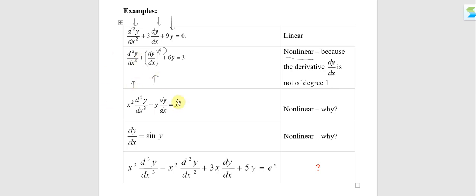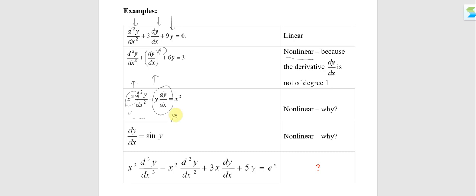The next equation, you have x square d square y over dx square plus y dy over dx equals x cube. This is not linear. Why? If you see here, for the first term, we have x square and the derivative. It is okay to have this because the coefficient here is in terms of the independent variable. But for this part, the coefficient here is in terms of the dependent variable. So this is not linear, right?